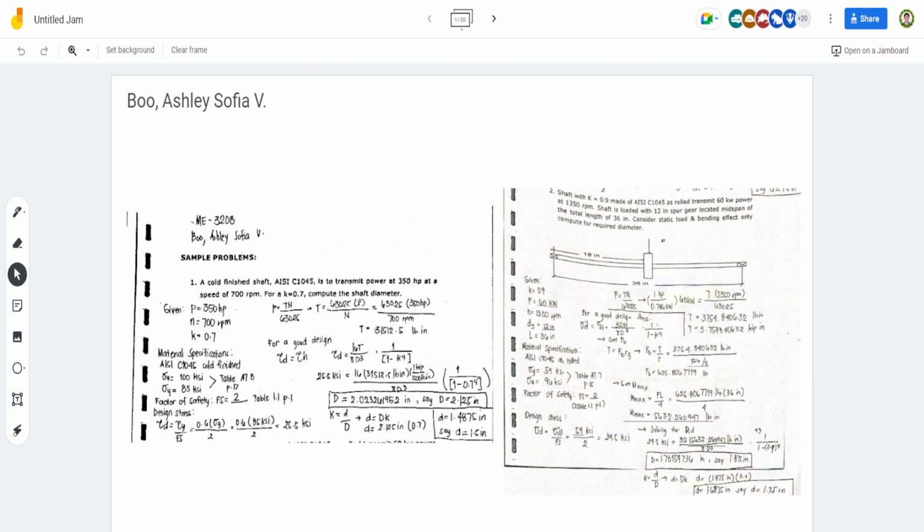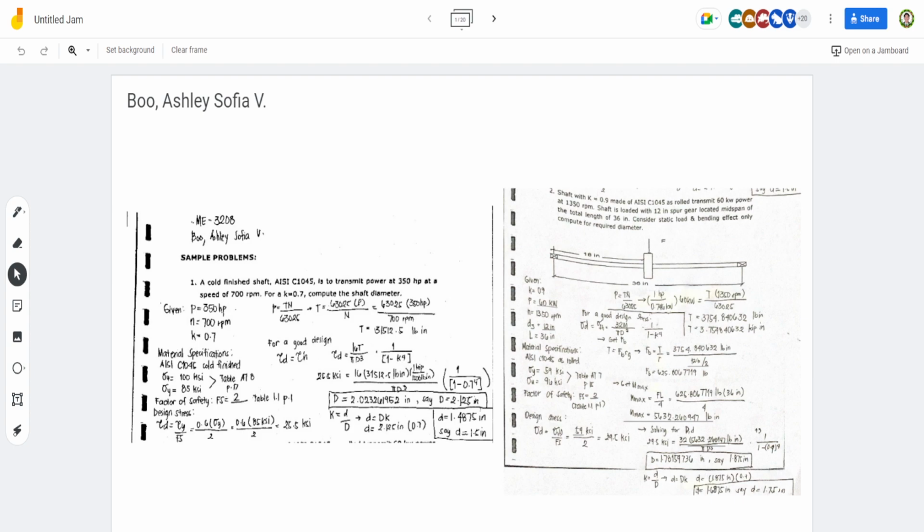So 60 kilowatts times 1 HP over 0.746 kilowatts is equal to T times 1,350 RPM over 63025. The value we get for T is 3754.840632 pound inches. Then we can find the force by dividing T over radius. Since the spur gear is 12 inches, we use half, which is 6. So 3754.840632 divided by 6 is equal to 625.806719 pounds. That is the force.